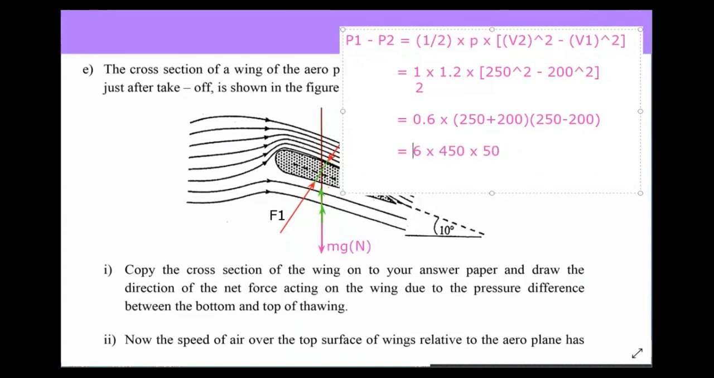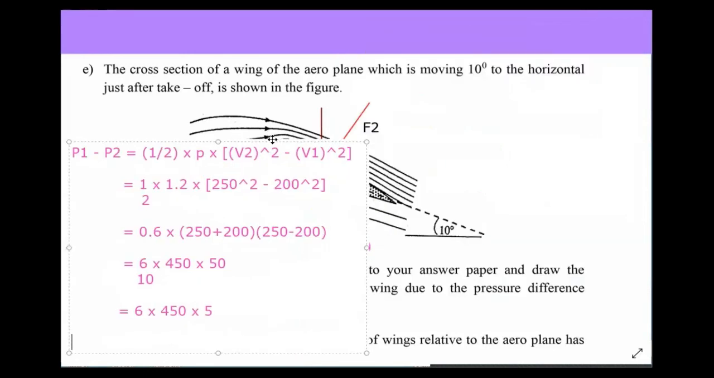0.6 can be written as 6 over 10. Let me write one more step, 6 over 10. So I can cancel out this 0 and this 0. See the beauty? This 0 and this 0 can be cancelled out. The remaining terms will be 6 into 450 into 5. I'm not going to simplify anything further, so I leave the answer like this. But in the exam you should divide it, so I'll keep it somewhere here. Just write them quickly, dear.